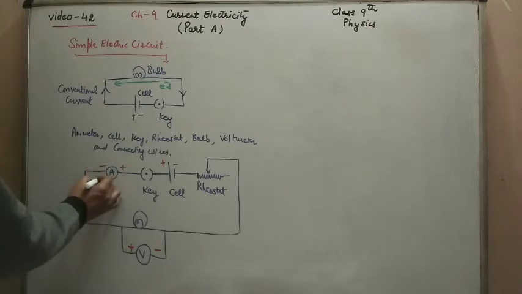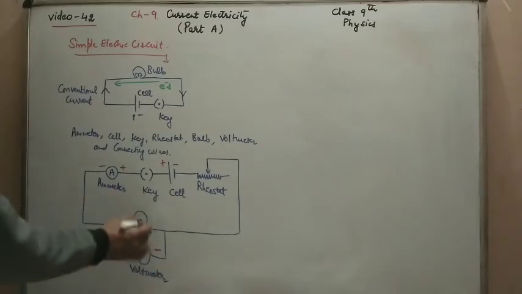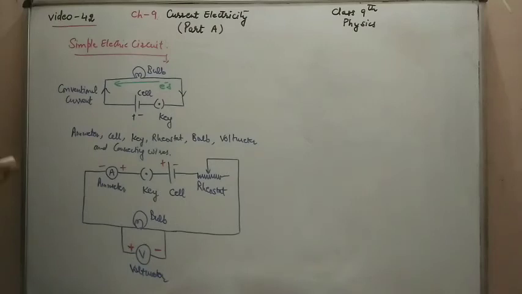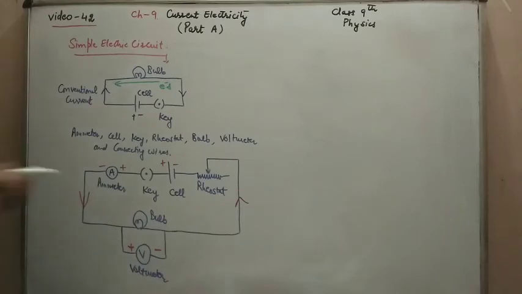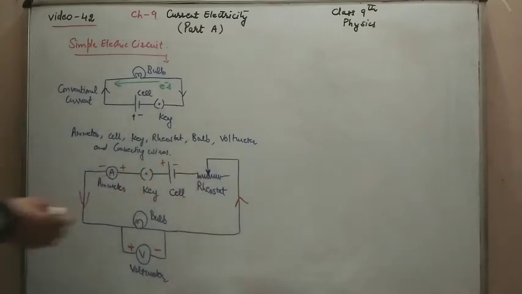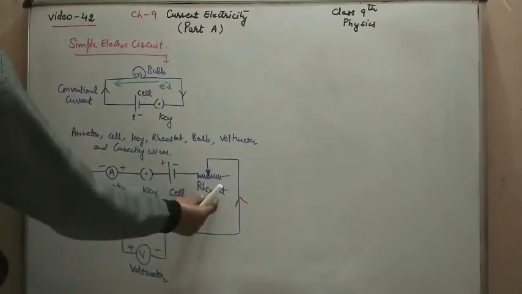So this is the ammeter, and here is the voltmeter, and this is the bulb. Direction of the current is from positive to negative. As the circuit is closed, so current flows from positive to negative terminal, right? So this will be in contact with this line. Rheostat function is to control the current.